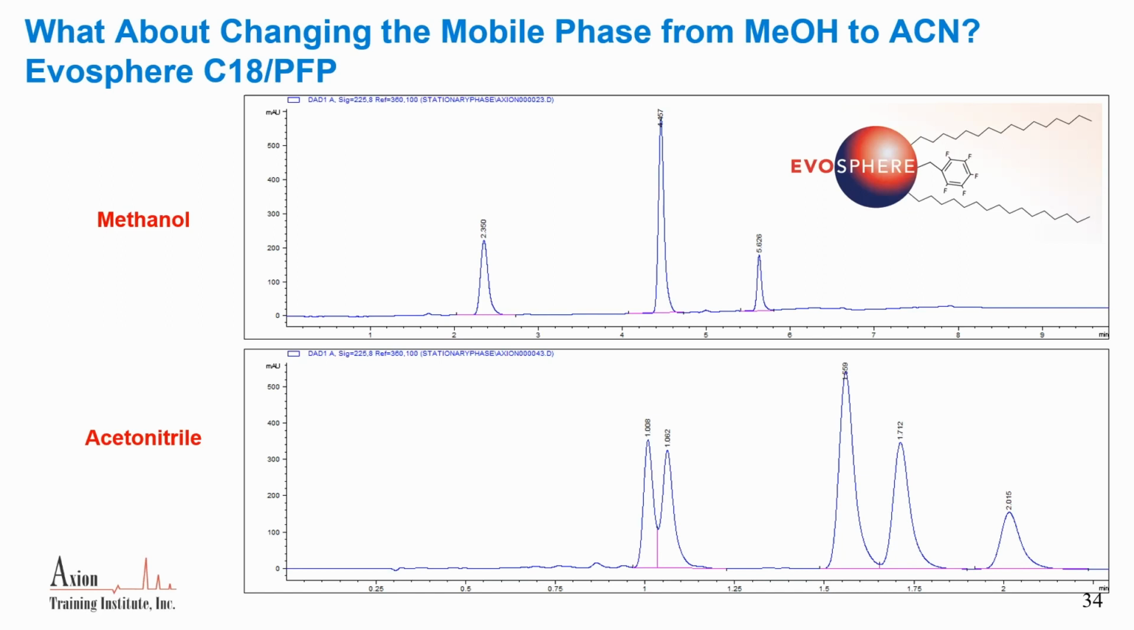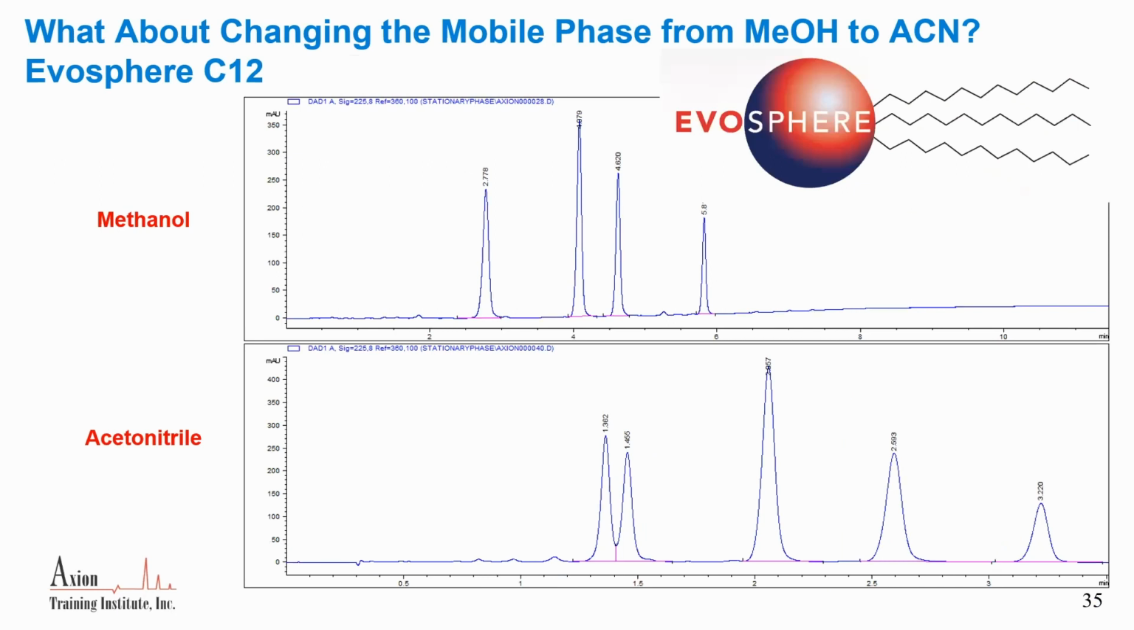That's real. If you try methanol first and move to acetonitrile, I'd be tempted to do that before I change the column. But let's keep going. Let's compare some other ones.